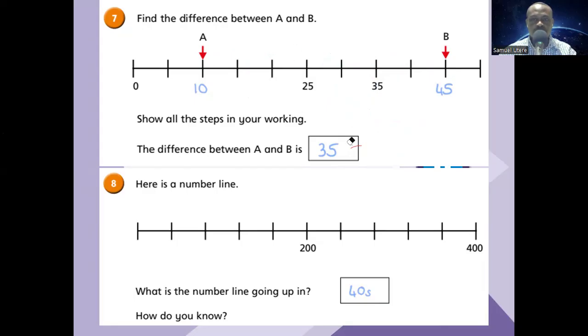For question 8, you were asked, here is a number line. What is the number line going up in? So again, it's the same approach. We have 200 as the difference. Or we can use this one because we really do not know whether that one is 0. Let's not take that risk. So we know this is 200, that's 400. So we know the difference is 200 between 400 and 200.